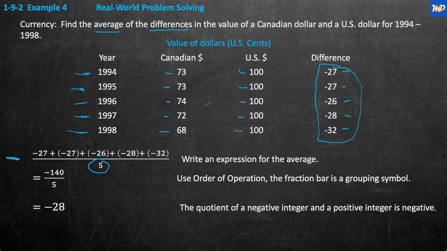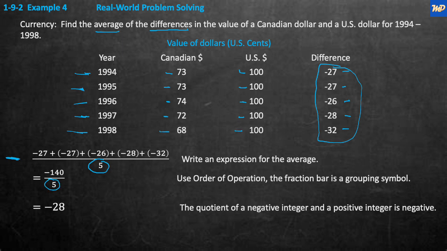So that'll give us the average. You add up all of these numbers and divide by 5, and you're going to have the average of those 5 numbers. And that's what it shows here. We've written the expression. If we add these up, we have negative 140, and we're going to divide by 5.